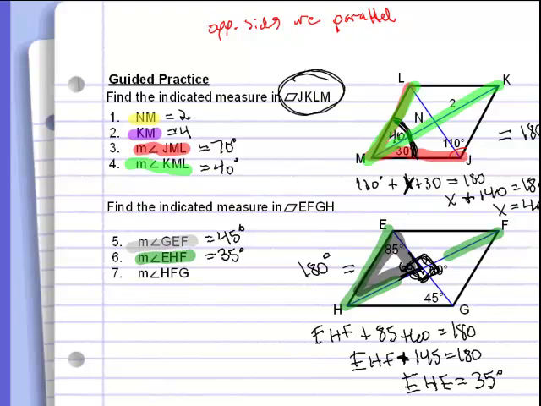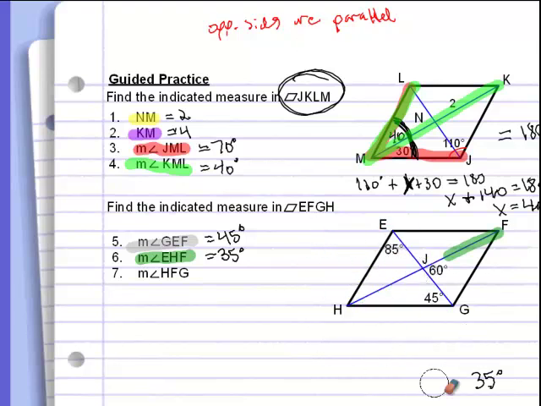Now, the last thing that we're told to solve for in this guided practice is angle HFG, which is right here. HFG.